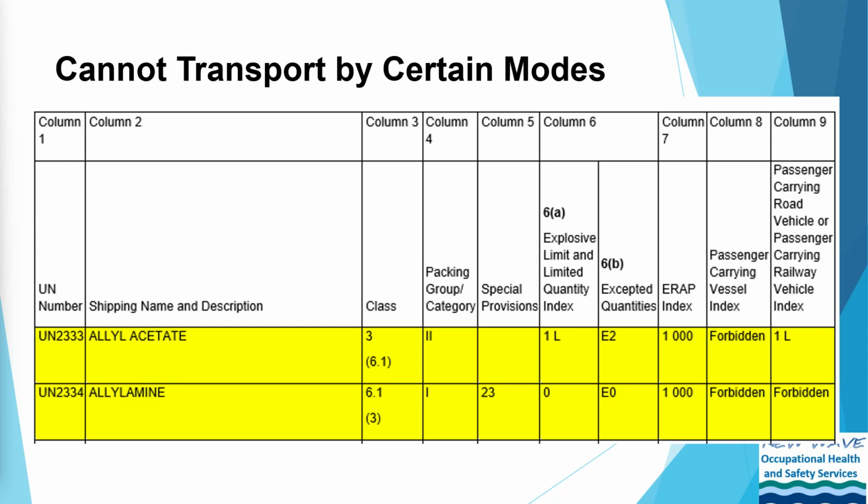For example, allylamine cannot be transported by passenger-carrying vessels, as indicated in column 8, or passenger-carrying road or rail vehicles, as indicated by column 9. The rules are a bit easier for allyl acetate. While it still cannot be transported by passenger-carrying vessels, it can be transported by passenger-carrying road and rail vehicles. You will notice that column 9 for allyl acetate contains a value, 1 liter. What does that mean?